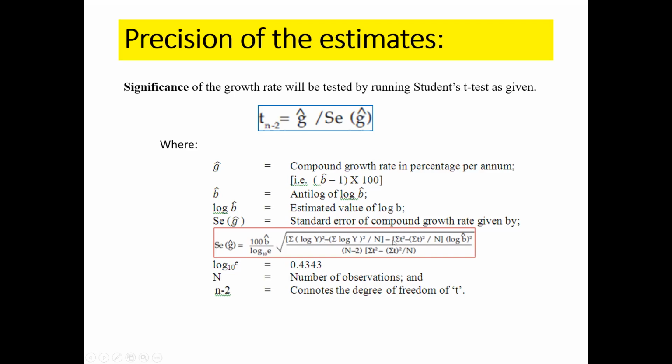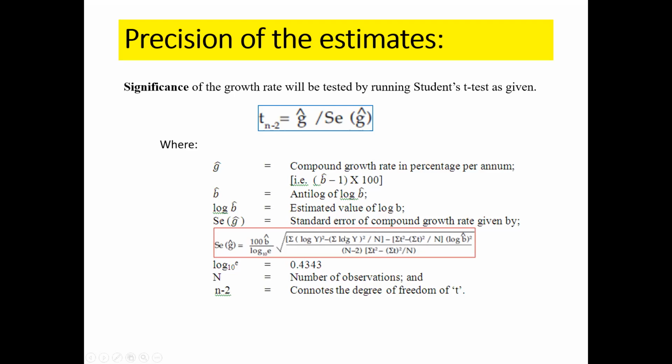Then similarly, we have to go for the summation of T squared. What is T over here? The time period, right? If you have got 10 observations, you have got 10 time periods: 1, 2, 3, 4, 5, 6, 7, 8, 9, 10. So this is T squared. That is, after the T column, go for another column, the T squared column. So the summation of T squared, then the summation of T whole squared.